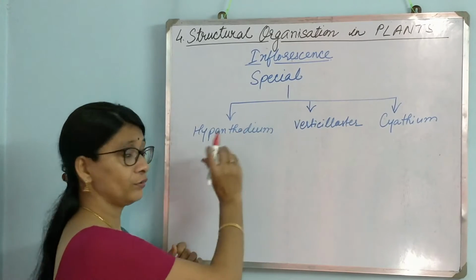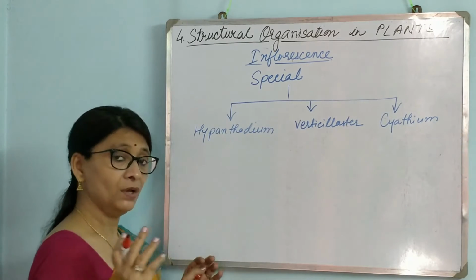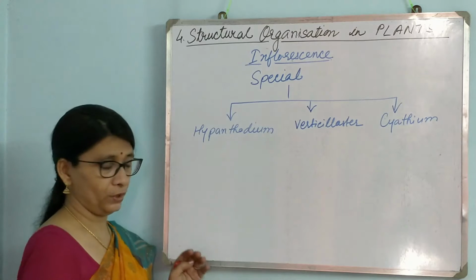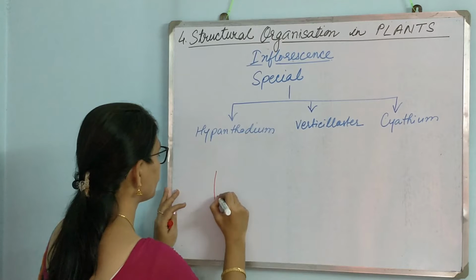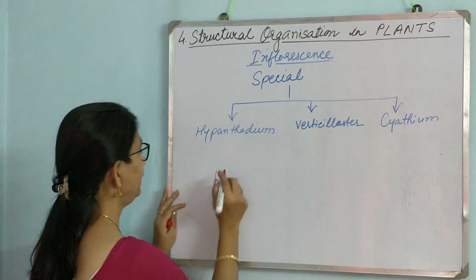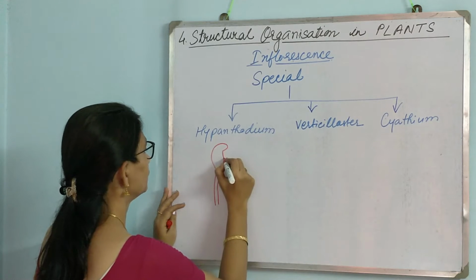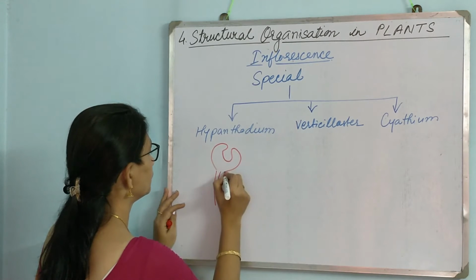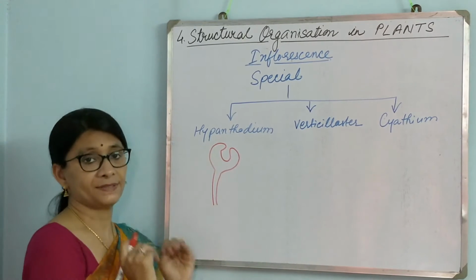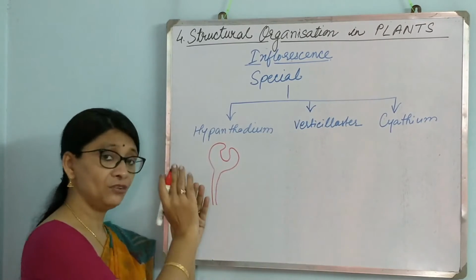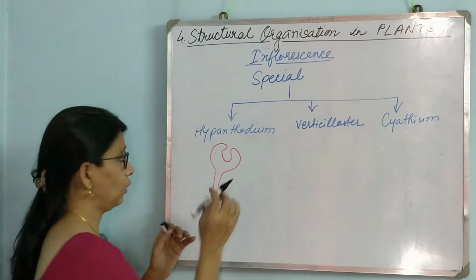So here we are. There are three types of special inflorescence. Number one is hypanthodium. So let us see what is hypanthodium. So here what happens, the main peduncle has taken the shape of a flask. The main peduncle has taken the shape of a flask, and inside the flask we see three types of flowers.